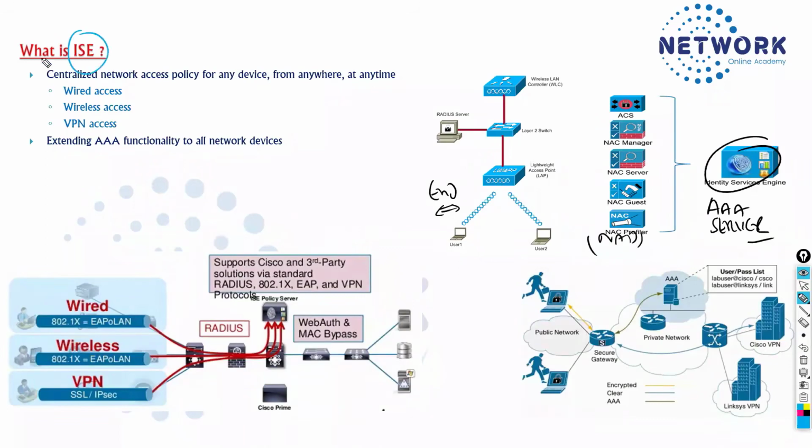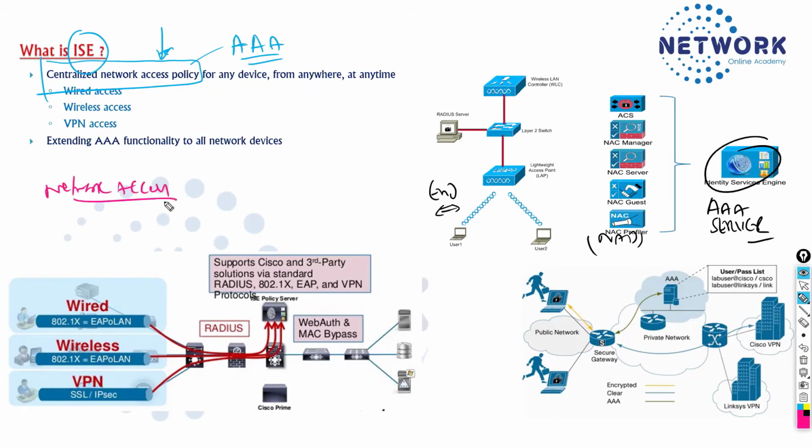So what is Cisco ISE? Cisco ISE is going to provide a centralized network access policy. Now, what is the meaning of centralized network access policy for AAA, for administration, for authentication, authorization, and accounting? So it's going to provide a centralized control or the centralized policy from where you can define these three things: authentication, authorization, and accounting.